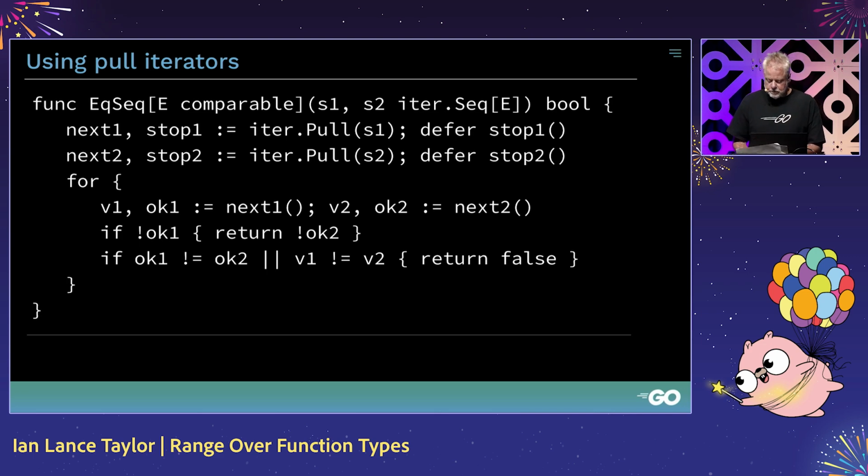Then we loop, calling the pull iterators to retrieve values. If the first sequence is done, we return true if the second sequence is also done, or false if it isn't. If the values are different, we return false. Then we loop to pull in the next two values. As with push iterators, there is some complexity in the Go runtime to make pull iterators efficient, but this does not affect code. It actually uses the iter.pull function.